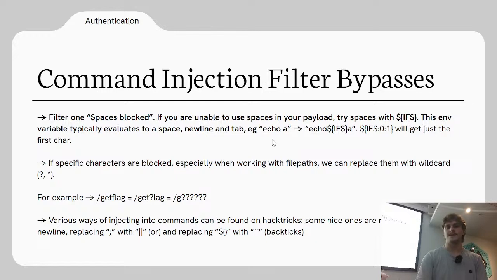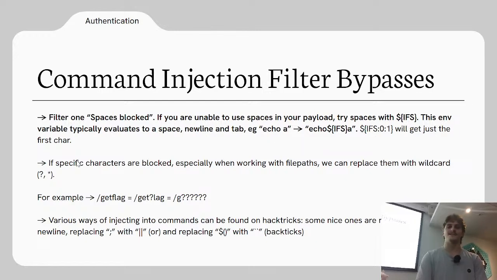And we can use it to separate any sort of list of arguments if we need to. Sometimes you have a problem with this because IFS is multiple characters. This is pretty much just going to get the first character, with a 0 and 1 saying get me from index 0 to index 1. So that's just like array indexing in Bash here. That's an easy way to get around spaces being blocked.